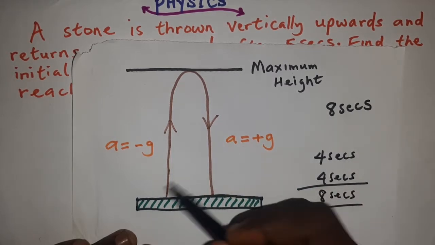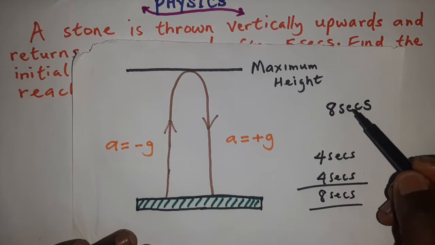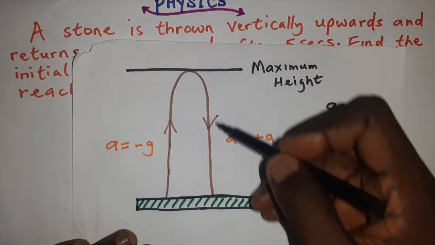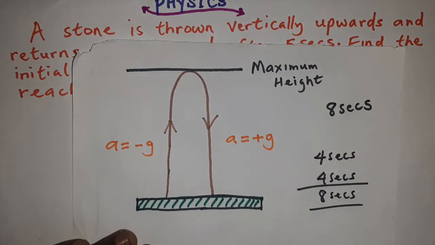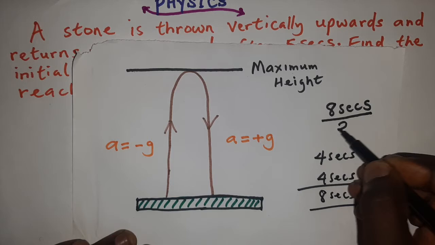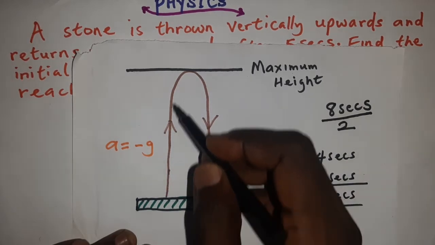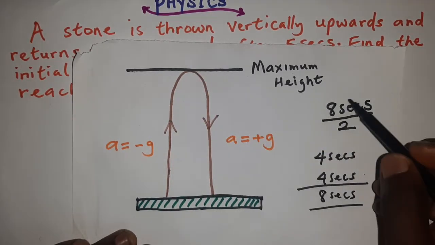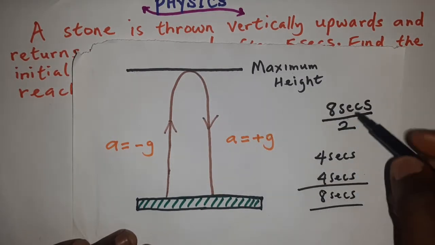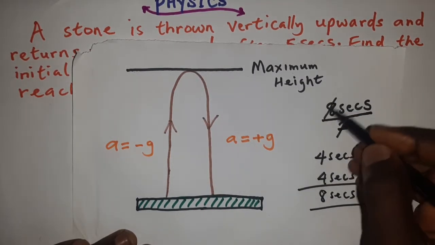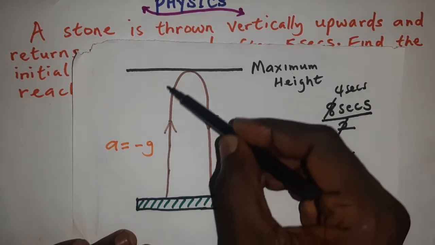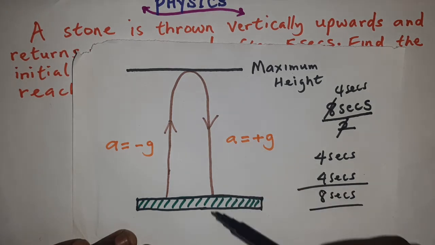So what does it mean? If the object spends a total of 8 seconds in the air, that means it goes up in 4 seconds and comes down in another 4 seconds. So we're actually dividing the total time in air by 2 to get the time it will take to get to the maximum height. If I divide the 8 by 2, I'll get 4 seconds. So that means it spends 4 seconds going up and another 4 seconds coming down.